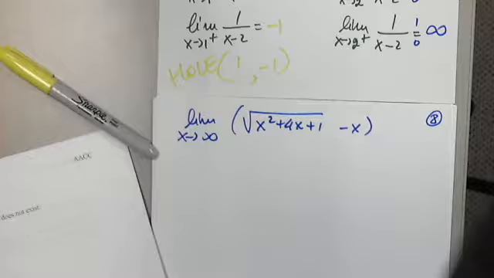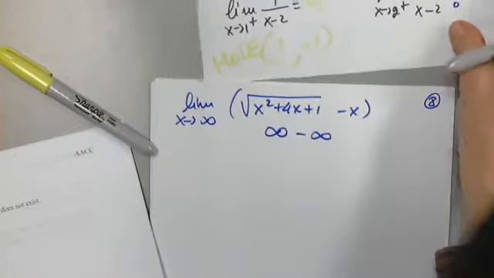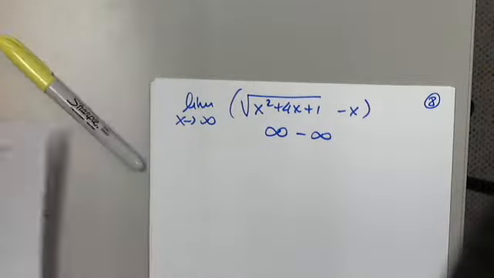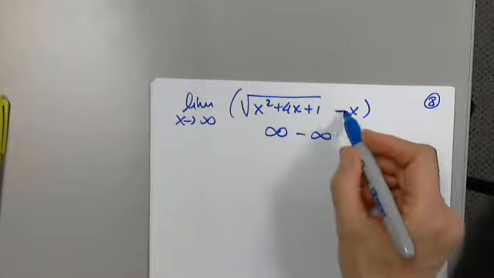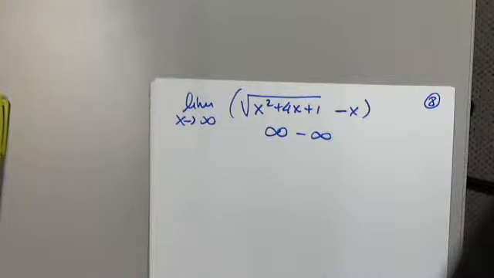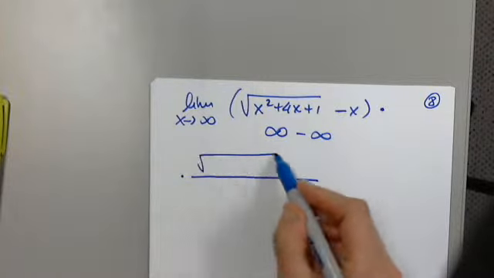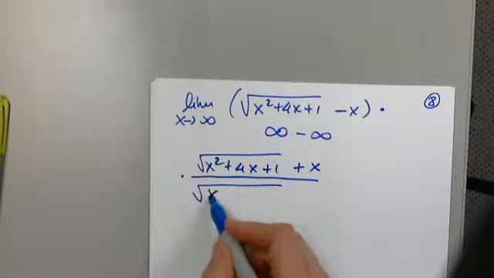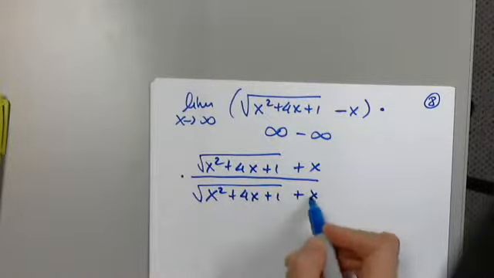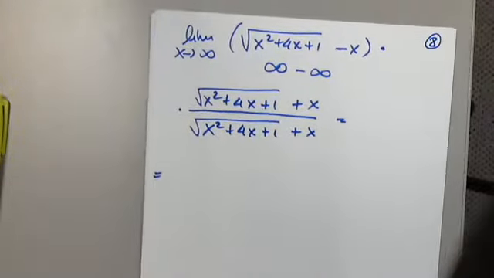Awesome. Which we have no clue what it will come out to be. Very good. Then, what will be our next step? Highest degree. Careful. Use the conjugate first. Very good. The square root of x squared plus 4x plus 1 plus x, over the square root of x squared plus 4x plus 1 plus x. Very good. That's our way out.